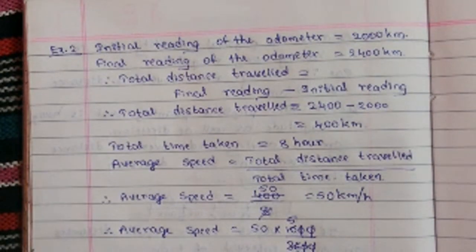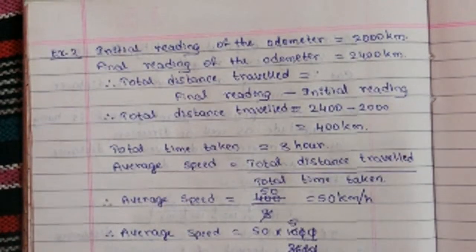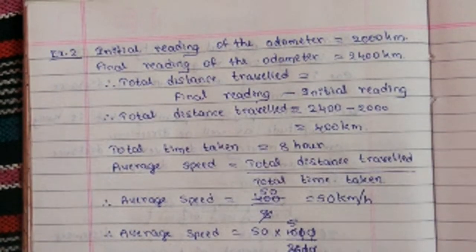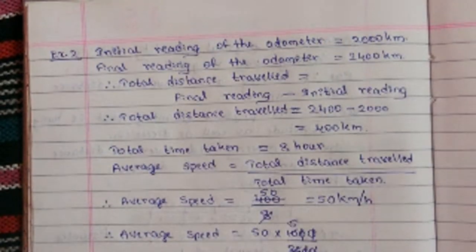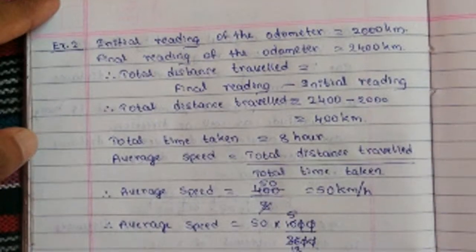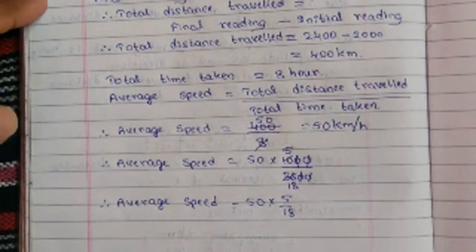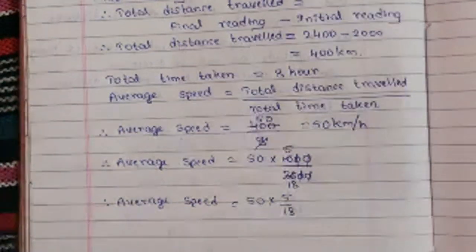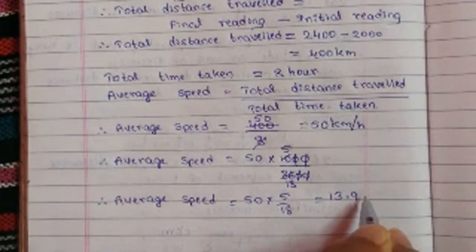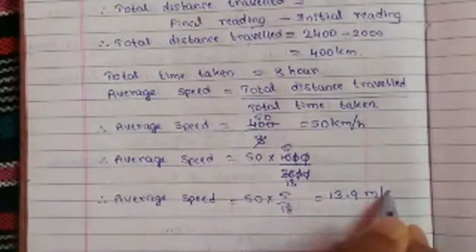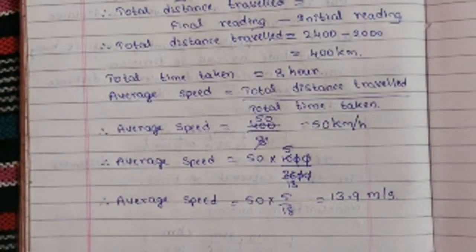So therefore it becomes 50 into 5 divided by 18. So the average speed is equal to 50 into 5 by 18. So it becomes 13.9 meter per second. 13.9 meter per second.